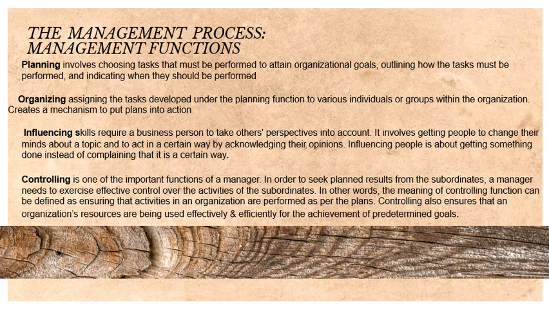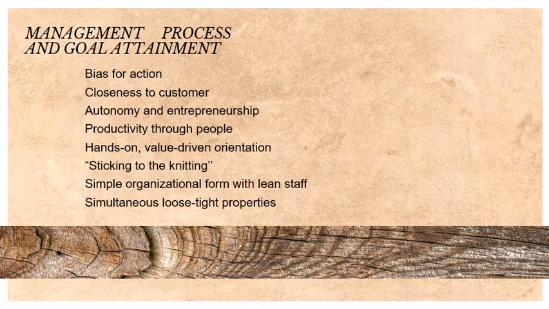para hindi lumaki yung nagiging problema ng isang company. So, we have the management process and goal attainment. So, these are the factors to be considered. Bias for action, closeness to customer, autonomy and entrepreneurship, productivity through people, hands-on, value-driven orientation, sticking to the knitting, simple organization formed with lean staff, and simultaneous loose-tight properties. So, these are the management process and goal attainment na kailangan nating makuha.